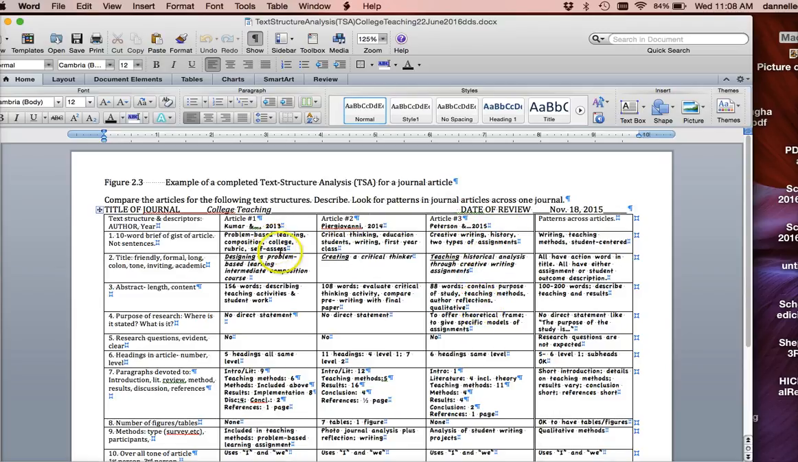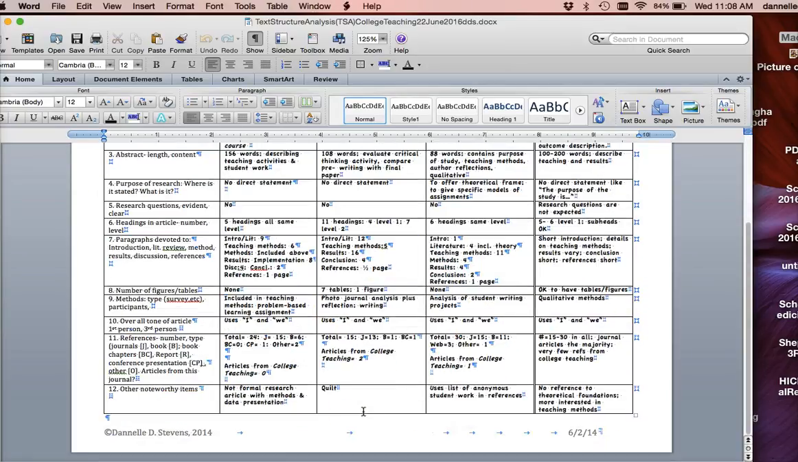And what I thought's interesting is when you have three, you can then look for patterns across these articles. And there's a couple of patterns on this sheet that I want to point out. First one is all three of these articles have an action word in the title. Designing, creating, teaching. So maybe I'll do that in the title that I submit. The abstracts seem to vary from 100 to 200 words. There was no direct statement of the purpose, no research questions, etc.